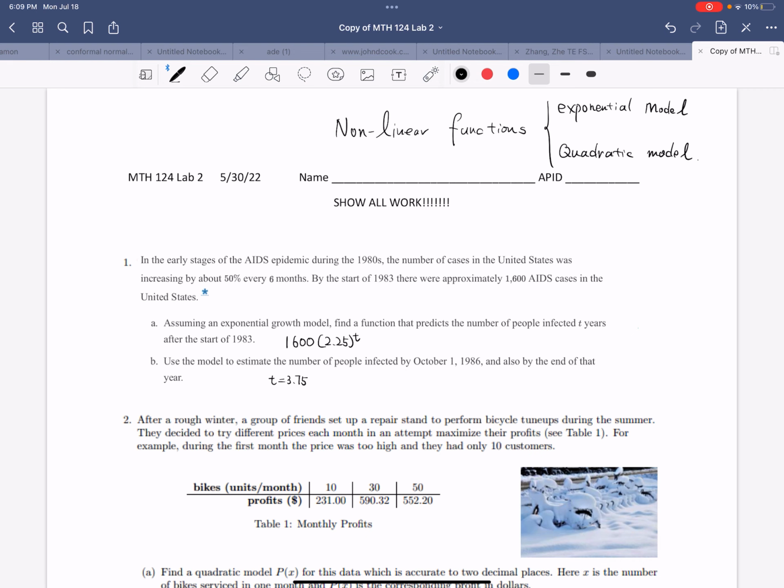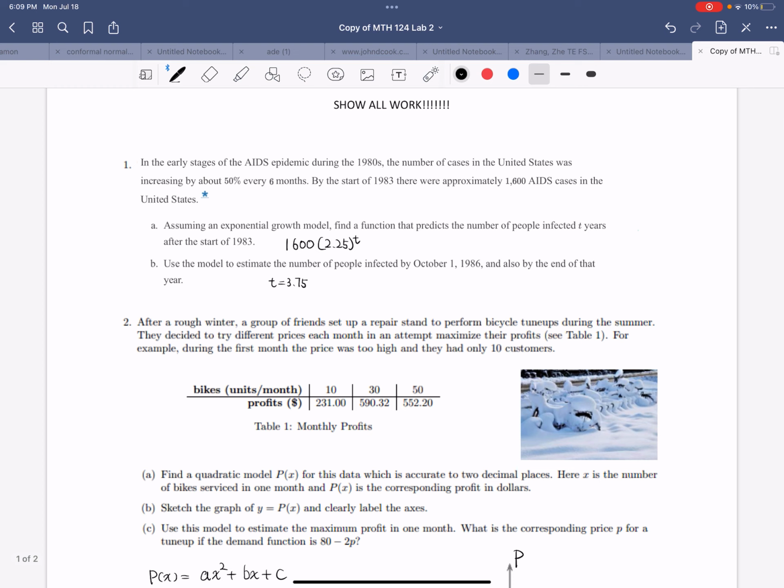Okay. And let's have a look at the first question. The first question is about exponential models. It says in the early stage of the AIDS epidemic during the 1980s, the number of cases increased by about 50% every 6 months. And the starting data is 1600. So the first question is to get the model.